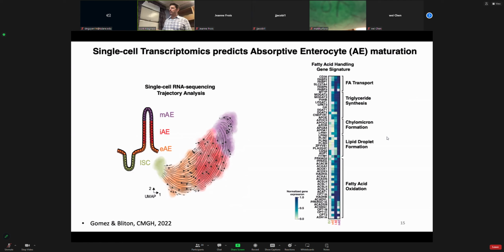When we looked at the genes that marked certain fatty acid handling functions, so fatty acid transport, triglyceride synthesis, chylomicron formation, lipid droplet formation, and fatty acid oxidation, you could see that the number of genes and the magnitude of those genes increased from left to right, from the stem cells to the mature absorptive enterocytes. Now this gave us a set of genes and also a maturation state in vivo that we would need to mimic.